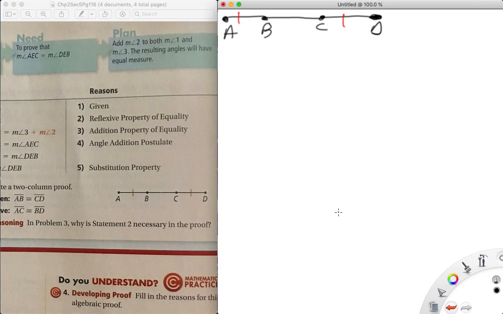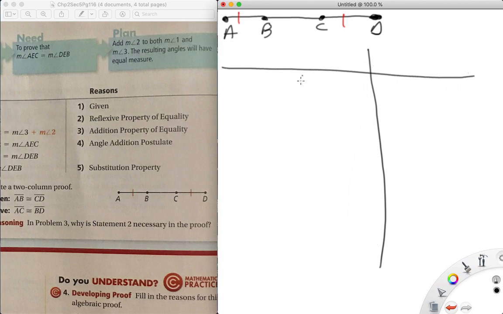Okay, so we're going to write a 2-column proof. Oh lordy. Cannot write a straight line with this thing. It's worse and worse every single time.